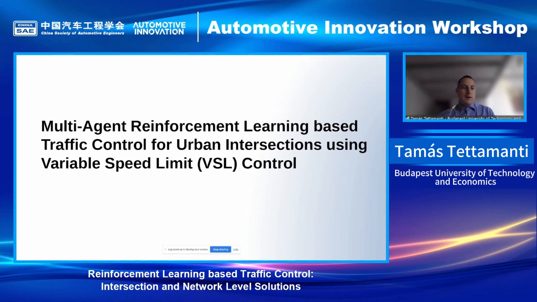So let's go ahead with the first topic, which is multi-agent reinforcement learning based traffic control for urban intersections. But very important, we are not seeking yet another traffic light control algorithm, but we focus on a novel approach, which is well known on freeways but not yet used in the urban context. This is the variable speed limit policy.